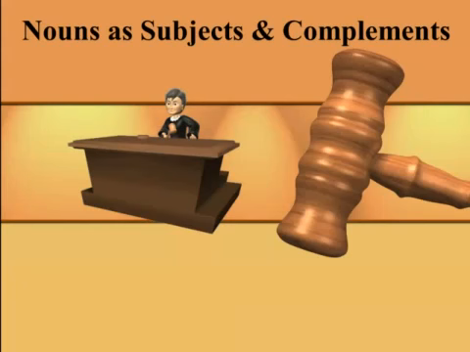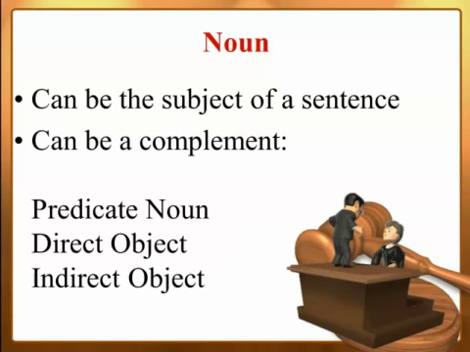Today you're going to learn about nouns as subjects and complements. A noun can be the subject of a sentence or it can be a complement. A complement is either a predicate noun, also called predicate nominative, a direct object, or indirect object.